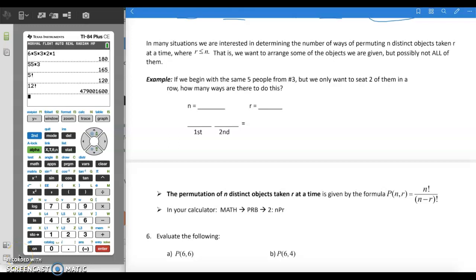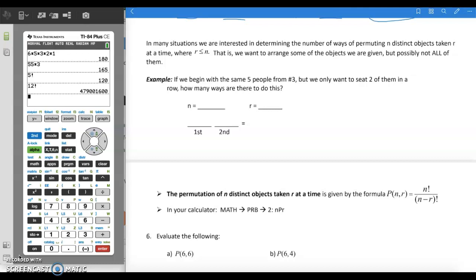In many situations, we're interested in determining the number of ways we can permute n distinct objects taken r at a time, where r is some value less than n. What that means in layman's terms is that we want to arrange some of the objects we're given, but possibly not all of them. So what if we begin with the same 5 people from number 3 that we did just a second ago, but we only want to seat 2 of them in a row? How many ways are there to do this?